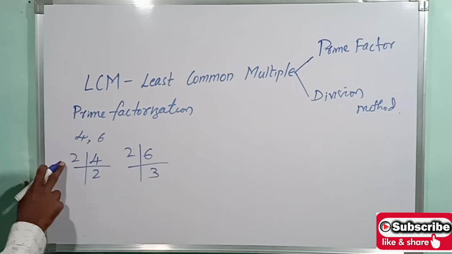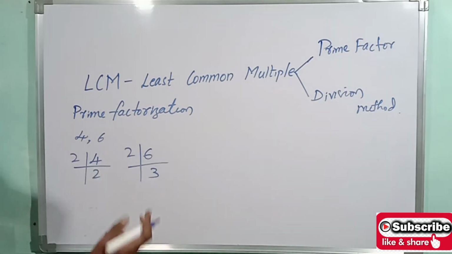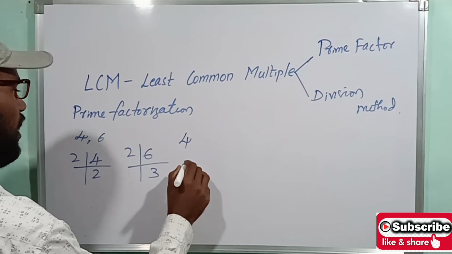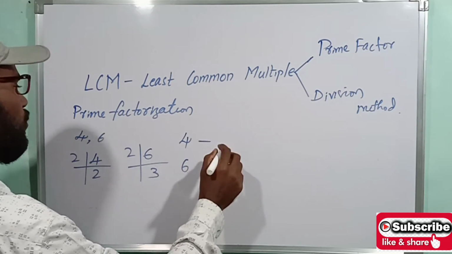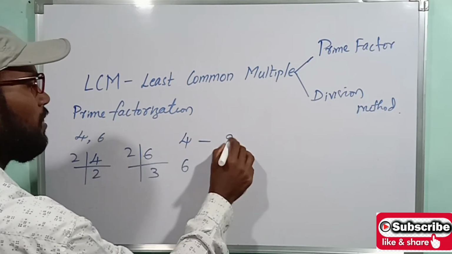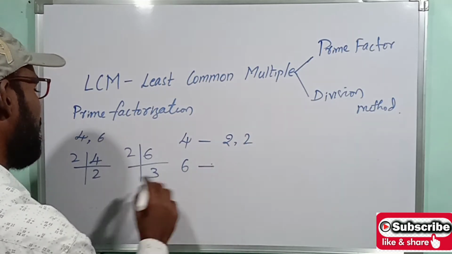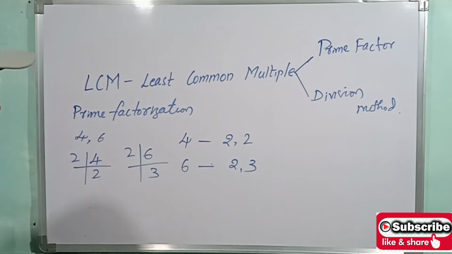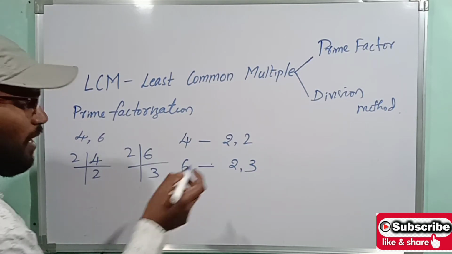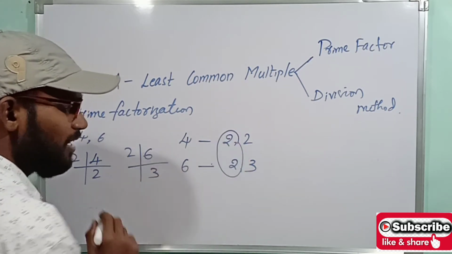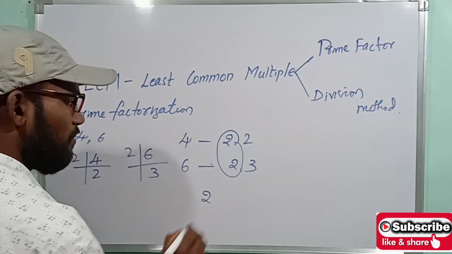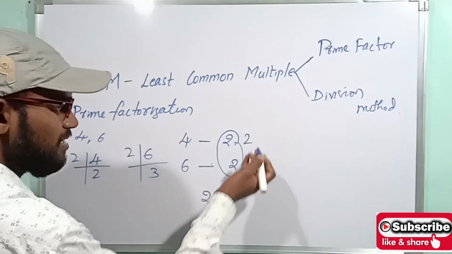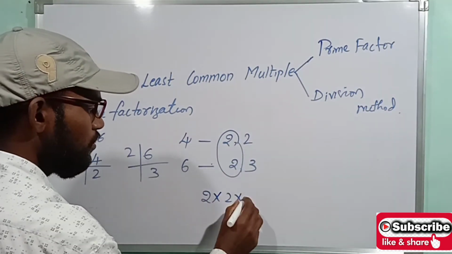Are both prime numbers or not? Yes, 2 and 3 are prime numbers. Now what are the factors for 4 and 6? Factors for 4 are 2, 2. Factors for 6 are 2, 3. Now we are finding the least common multiple. What is common here? That is 2. What are uncommon here, the different factors? The different factors are 2 and 3.